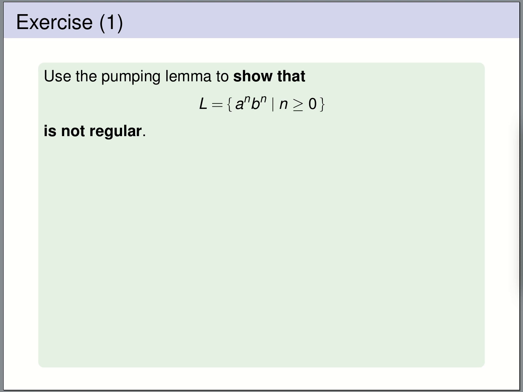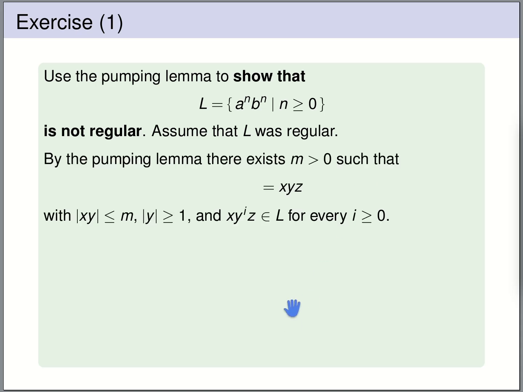So let's do some exercises. We look at a language consisting of words a to the n, b to the n for n greater equals 0. We have seen this language several times before and we have already proven that this is not a regular language. But now let's establish this using the pumping lemma. So for contradiction, let's assume that this language was regular. Then the pumping lemma would guarantee us that there exists a natural number m, such that every word of length at least m can be split into x, y, z with these properties.